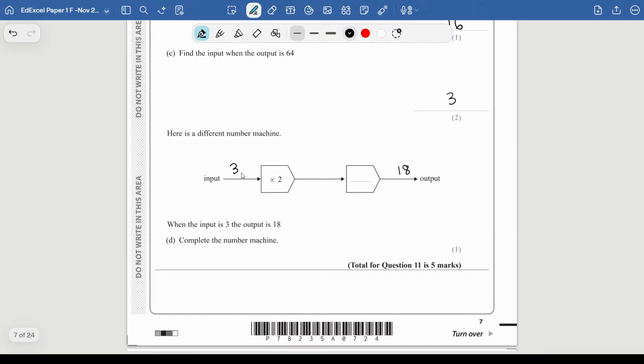So first thing is we need to times it by 2. So 3 2s gives you 6. Now what do you need to do to 6 to get 18? Well, you can times it by 3 to get 18, or you can add 12 to get 18. So any of these two operations are accepted for this particular question.